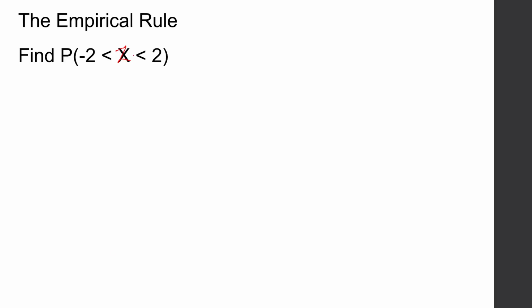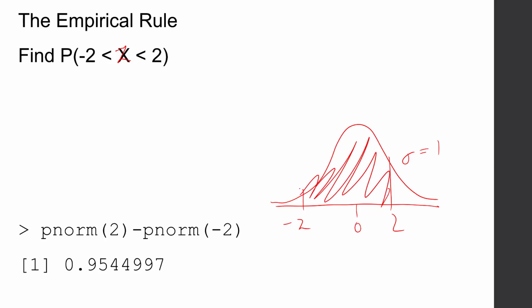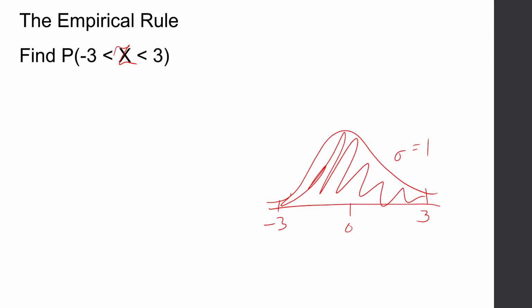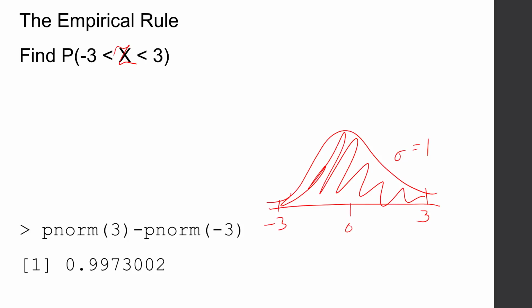And how about the probability that it's within 2 standard deviations? Well, our picture looks like this. We shade in that area. We use p norm of 2 minus p norm of -2, and we get roughly 95% within there. And within 3 standard deviations, the picture looks the same. We can compute that area by using R's p-norm functions, p-norm of 3 minus p-norm of -3, and that's where we get our 99.7% from. So the empirical rule estimation comes from the normal distribution.